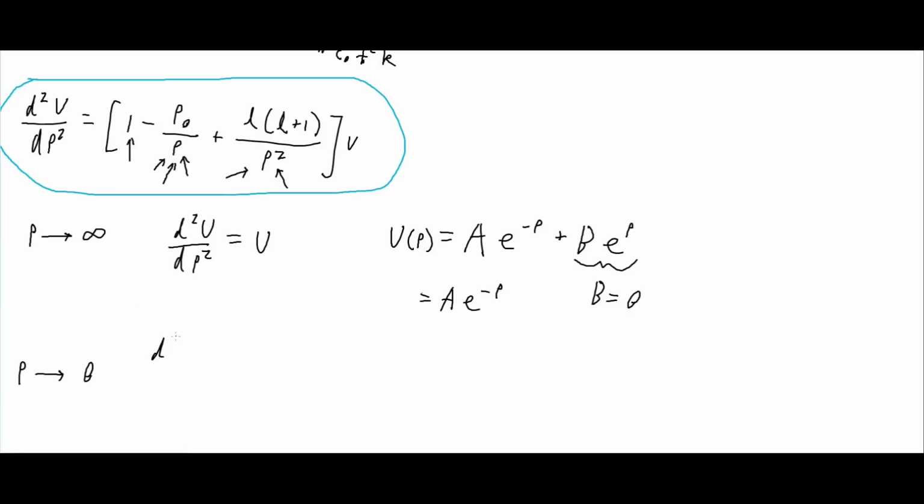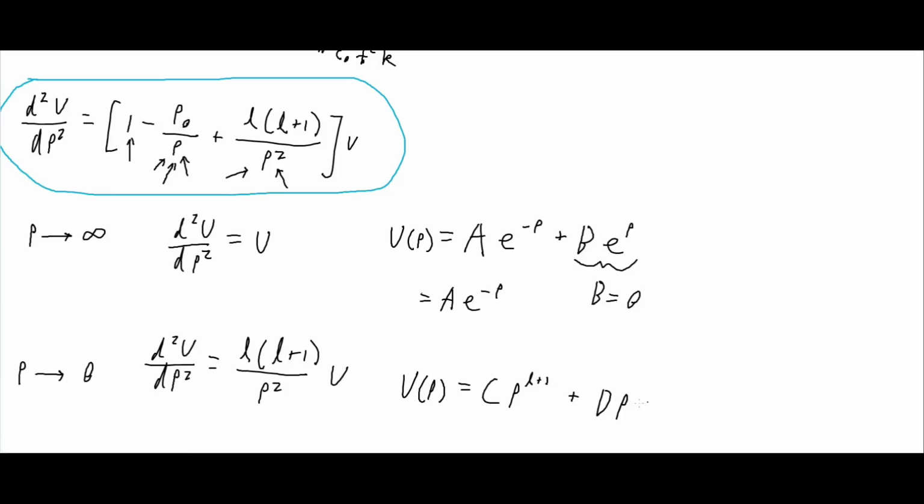And when we have a small number in the denominator, then it makes this a much larger number. And so we have d squared u over d rho squared equal to L times L plus 1 over rho squared times u. And then a general solution to this, so our u, which is our wave function, as a function of rho, is going to be equal to some constant times rho to the L plus 1 plus some constant times rho to the minus L.